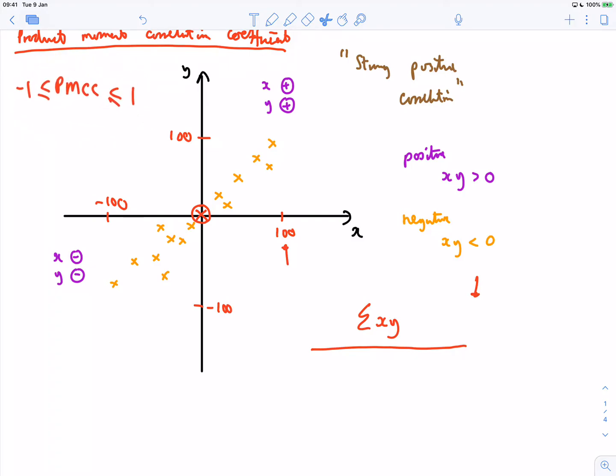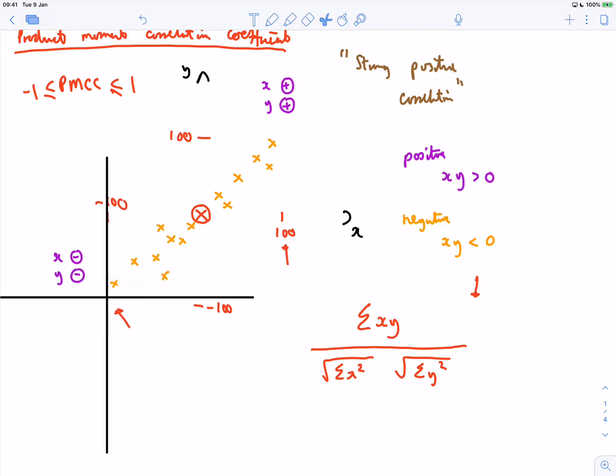One way you can think about it is if we divide by the square root of the sum of x squareds and divide by the square root of the sum of y squareds, then this will work out. Now, here's a problem. We don't necessarily have the mean at the origin. For example, we might have our coordinate axes here and here. They might be like this, say.